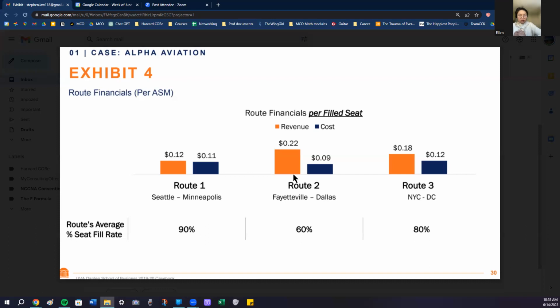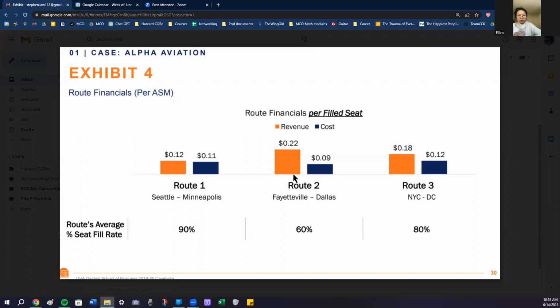So at this moment, you already have profit per ASM for 3 routes, right? Yeah. For the next step, do you want to calculate ASM for each route? Yeah, the ASM per route. And so would that be the number of seats per plane times the number of miles traveled? Yes. Great.